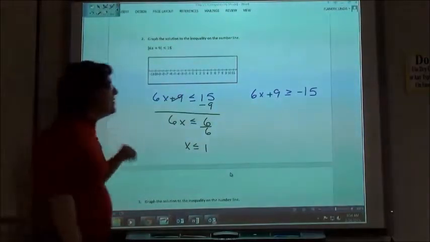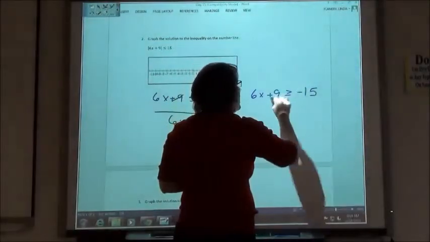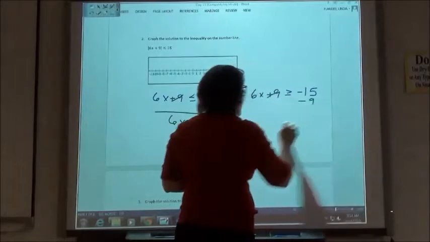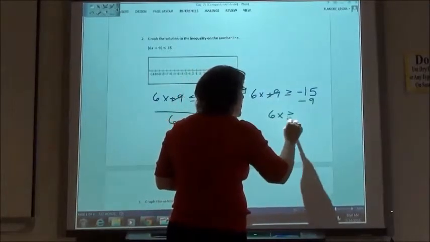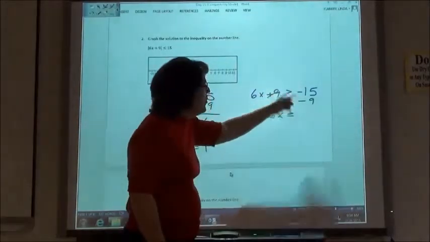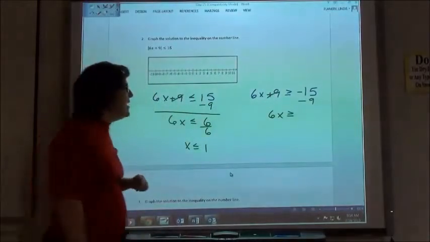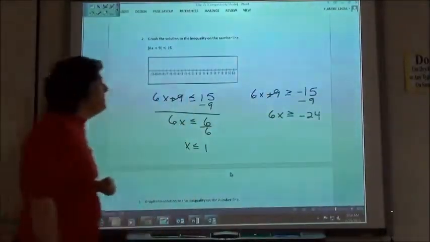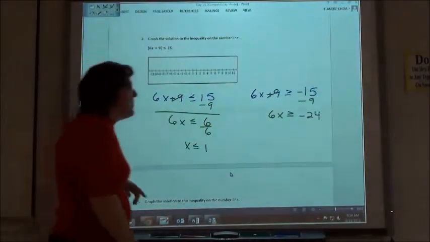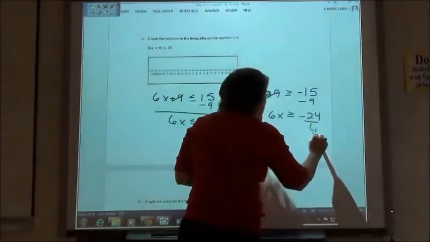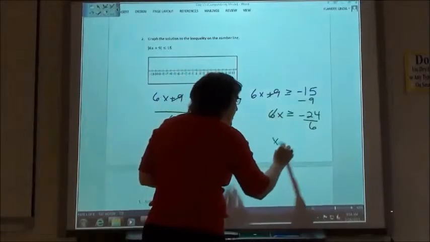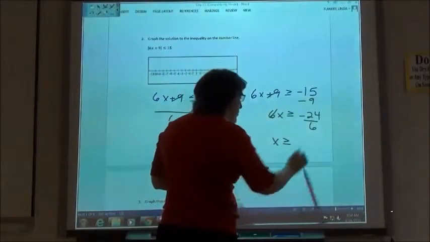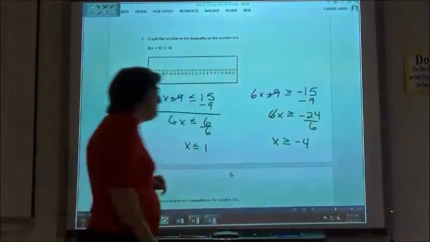On the other one, same kind of thing. I'm going to move my 9 to the other side, so I'm going to minus my 9. 6x is greater than or equal to, both of those are negative, so negative 15 plus a negative 9 would be negative 24. And then again, I have to divide by my 6. I'm dividing by a positive 6, so I leave my sign. X is greater than or equal to negative 4.